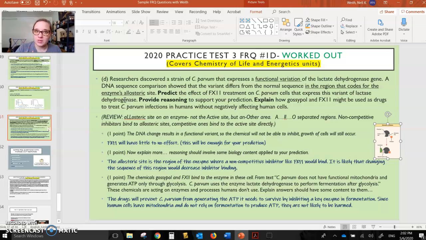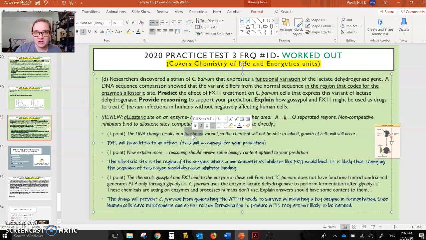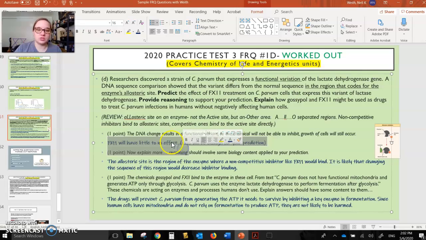They give you some more information on top of this experiment. You kind of go one step further. So the prediction here is if we have a functional variant, the chemical's not going to be able to help it, right? It's not going to inhibit growth of cells. You would say that FX2 has little to no effect. That's enough of a prediction. You're not going into detail. Prediction is like, what is the outcome? Increase, decrease, stay the same, double, whatever, right?